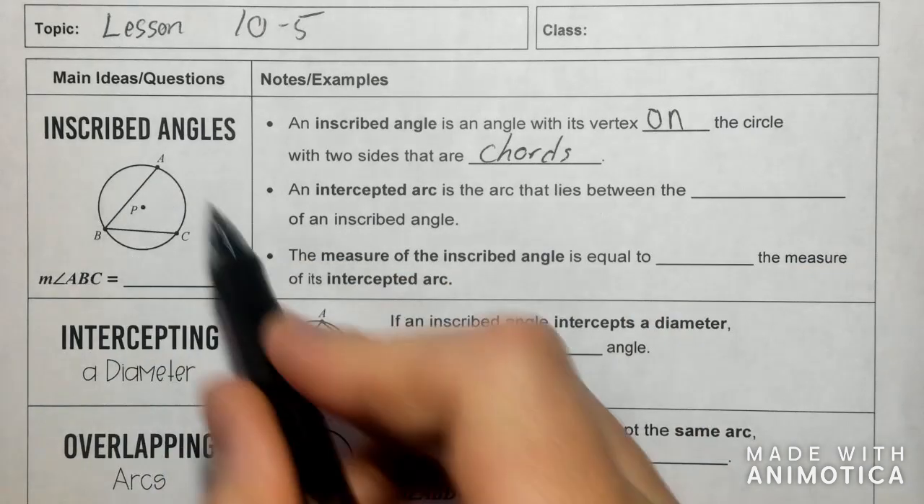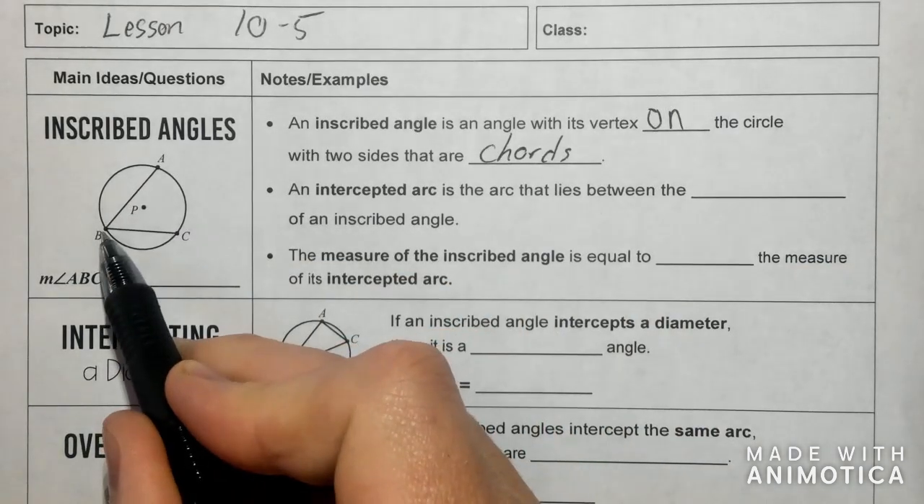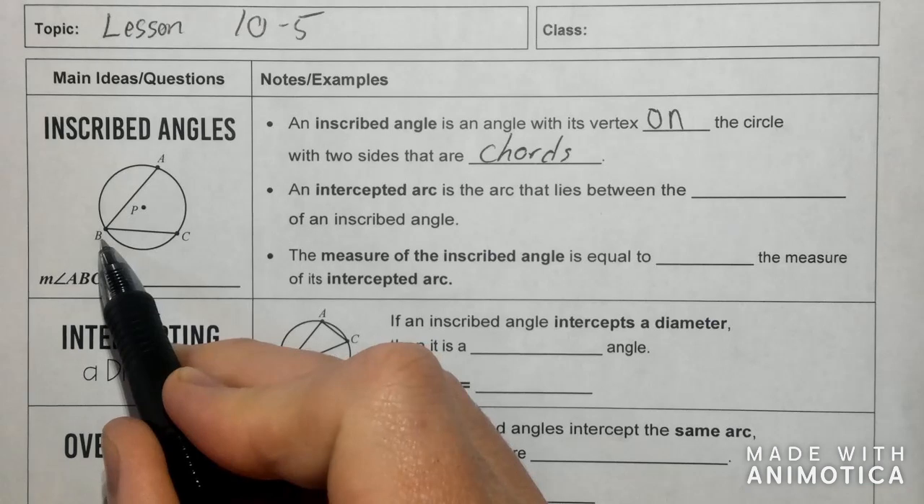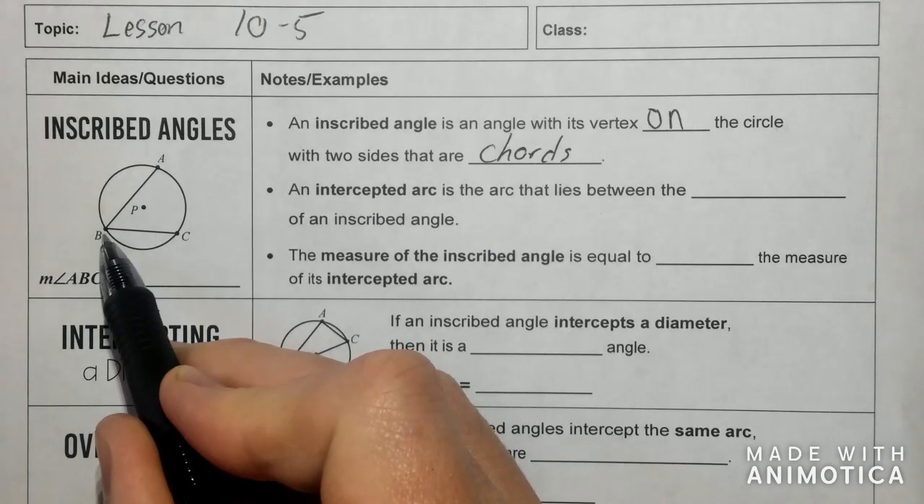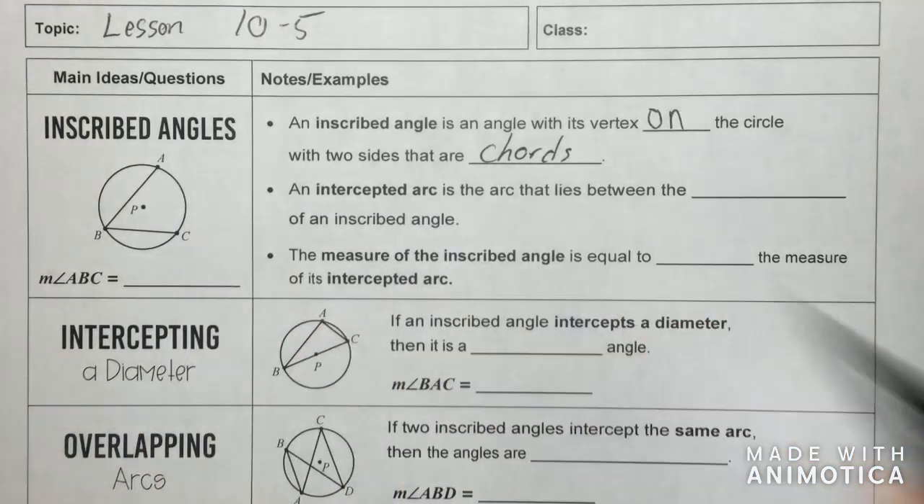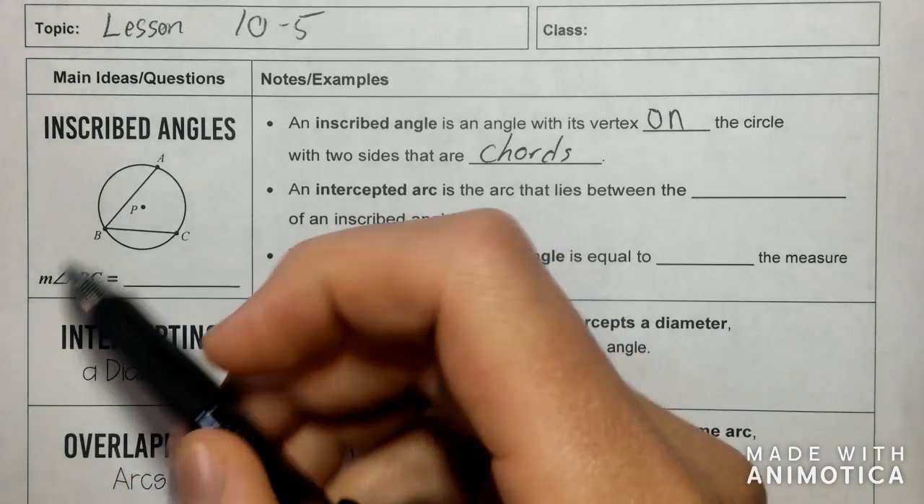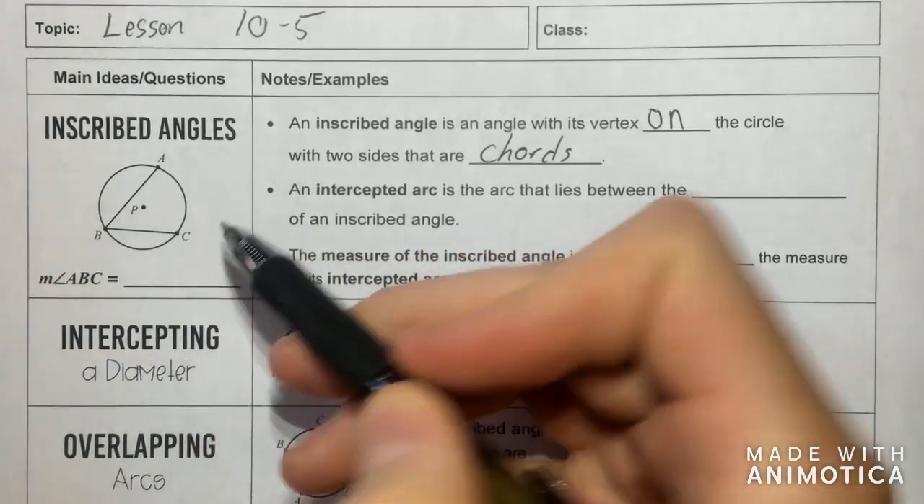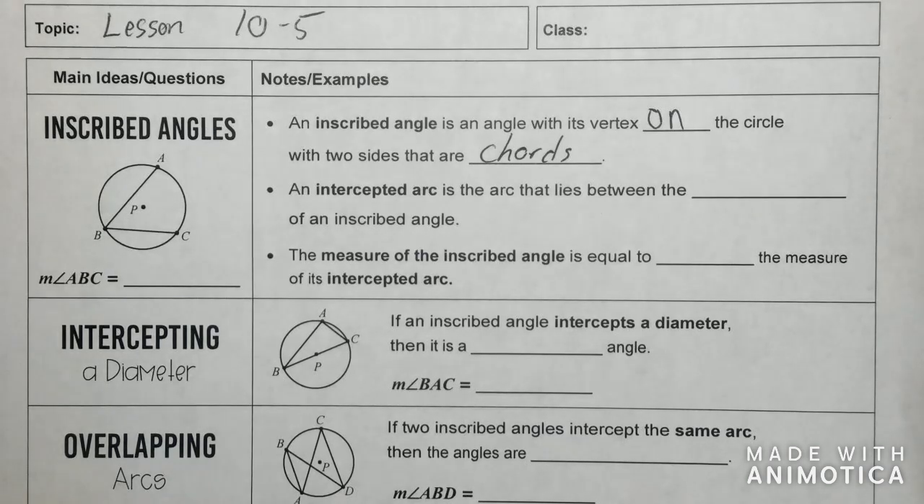So we have an angle inside the circle. The vertex, here's B, angle B is the vertex. It's on the circle, and then each side of the angle is a chord. So remember, a chord is a segment whose endpoints are on the circle. So we have side BA and side BC as the sides of this angle, and the vertex is on the circle, therefore angle ABC is inscribed in the circle P.